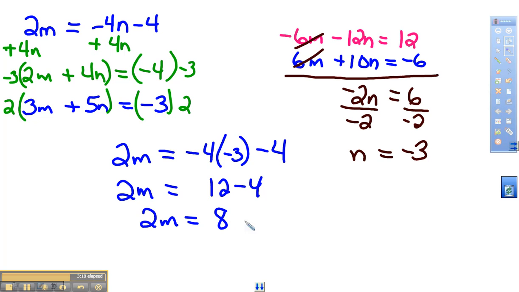Our solution in coordinate form, m comma n, would be 4, negative 3. You should always substitute these numbers back into your original equations to make sure you have the correct answer.